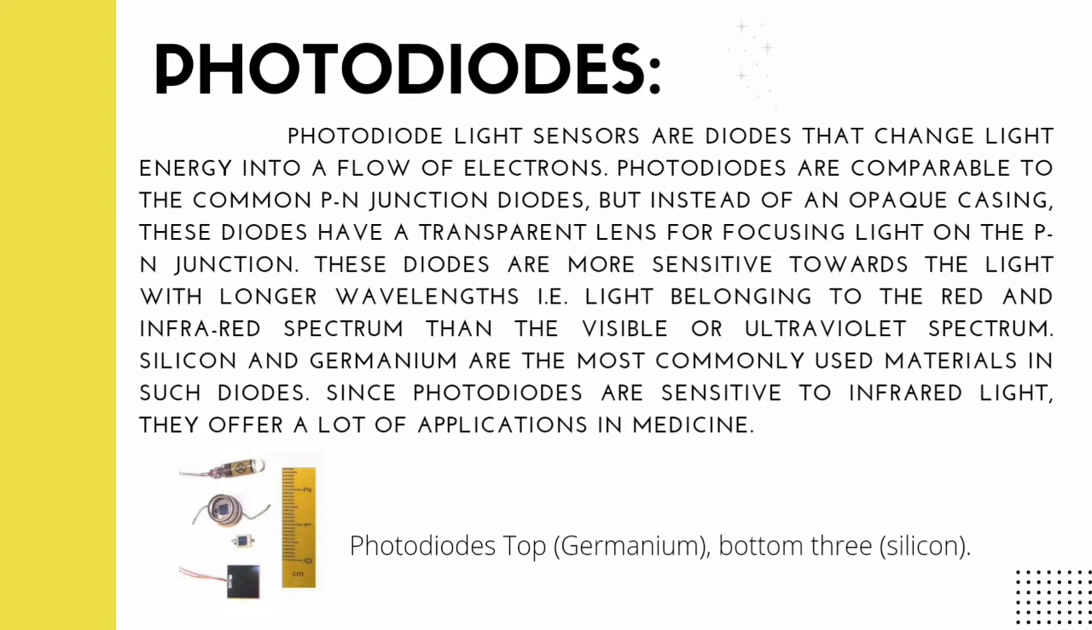Photodiodes. The photodiode light sensors are diodes that change light energy into a flow of electrons. Photodiodes are comparable to the common p-n junction diode, but instead of an opaque casing, these diodes have a transparent lens for focusing light on the p-n junction. These diodes are more sensitive towards light with longer wavelengths, for example, light belonging to the red and infrared spectrum, than the visible or ultraviolet spectrum. Silicon and germanium are the most commonly used materials in such diodes. Since photodiodes are sensitive to infrared light, they offer a lot of applications in medicine.